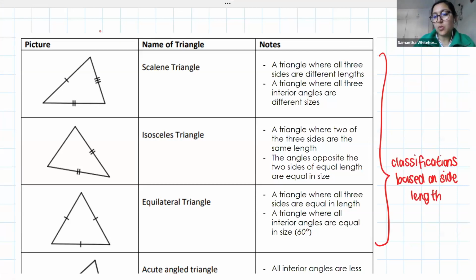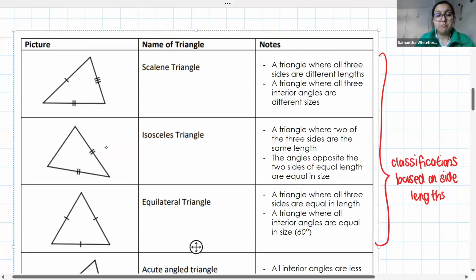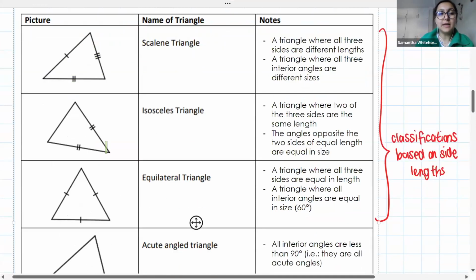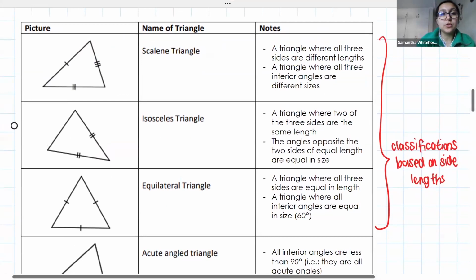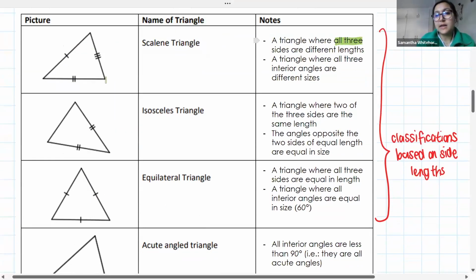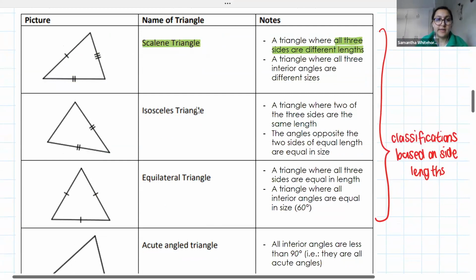All right, so if all three sides of our triangle are different lengths. Now, guys, remember, we know that we have equal lengths or different lengths based on the tick marks that are put on the shape. So this triangle has three different tick marks on its sides, and because of that, we know that all three lengths are different. When all three lengths are different, what we have is a scalene triangle. So scalene means that all three sides are different lengths.